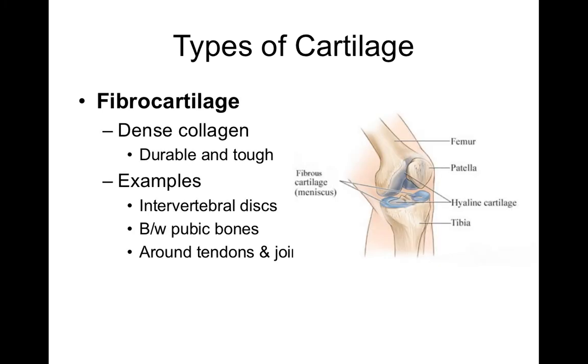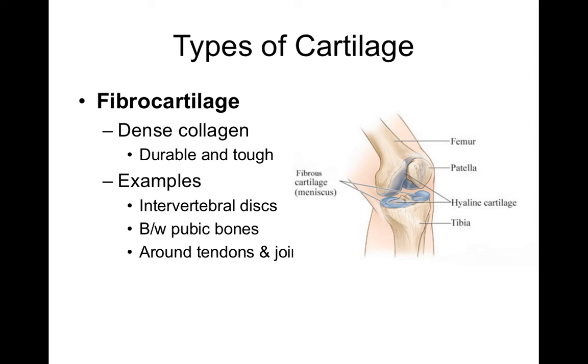Now, fibrocartilage is extremely dense, and this is what occurs in your intervertebral discs, between your pubic bones, because I don't know if you've noticed, but your pelvis doesn't really move very much. If you've ever been pregnant, toward the end of your pregnancy, you can physically feel your pubic symphysis, which is the joint between the two pelvic bones, relaxing a little bit. It feels really weird. And this is so that the baby can get out.